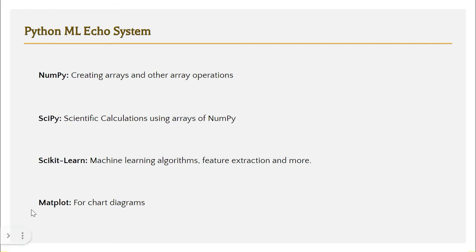The next library we generally use is the matplotlib library, which is used for doing bar charts or pie charts. So these are the four most used libraries as part of machine learning when doing Python programming.